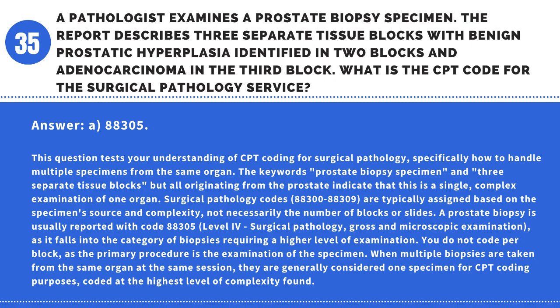Surgical pathology codes 88300-88309 are typically assigned based on the specimen source and complexity, not necessarily the number of blocks or slides. A prostate biopsy is usually reported with code 88305, Level 4 surgical pathology, gross and microscopic examination, as it falls into the category of biopsies requiring a higher level of examination. You do not code per block, as the primary procedure is the examination of the specimen. When multiple biopsies are taken from the same organ at the same session, they are generally considered one specimen for CPT coding purposes, coded at the highest level of complexity found.